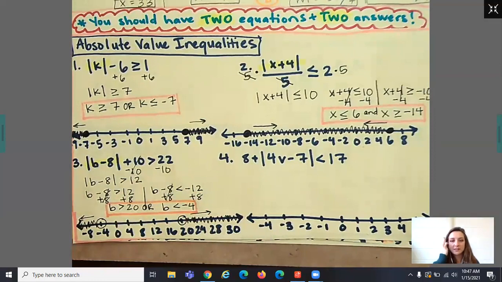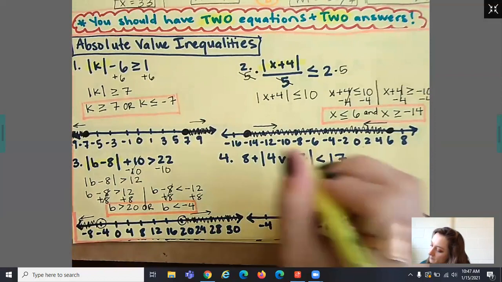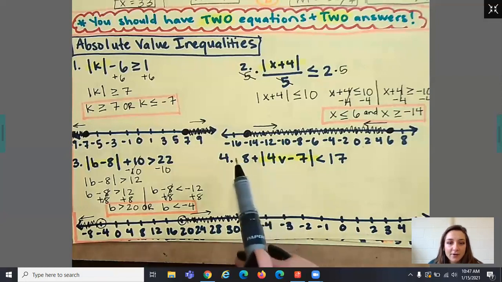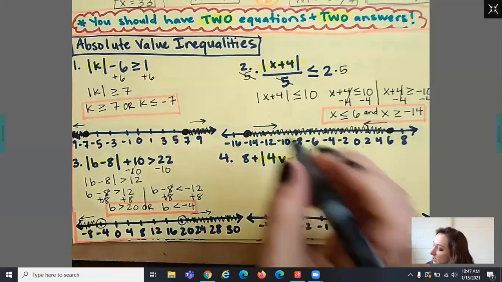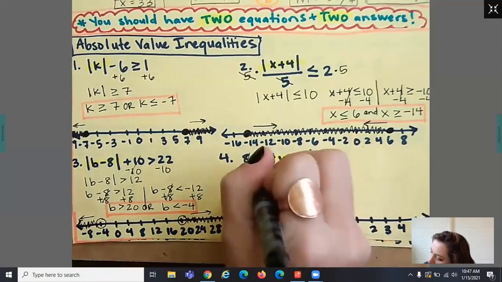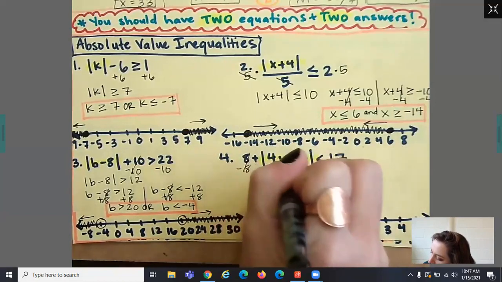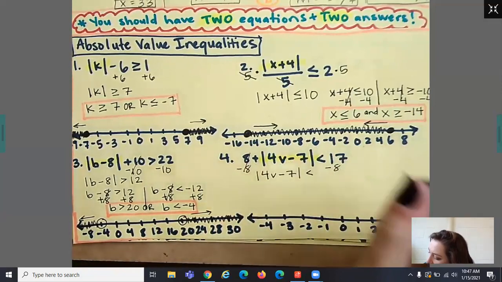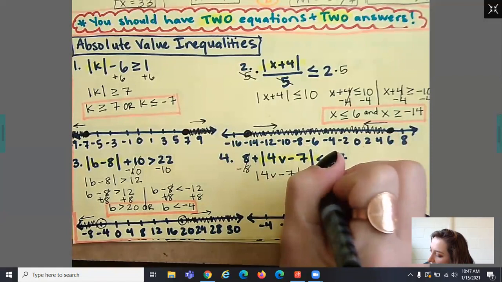Okay, let's do our very last example. And we are going to be isolating the absolute value again. Here we have 8 added to the absolute value, so the opposite of adding 8 is subtracting 8. So we're going to get the absolute value of 4b minus 7 is less than 17 minus 8, which is going to give us 9.